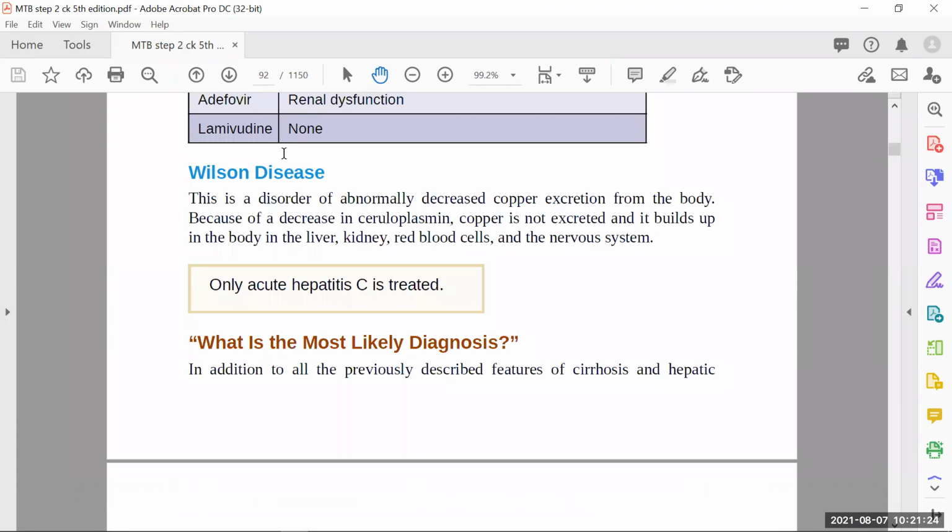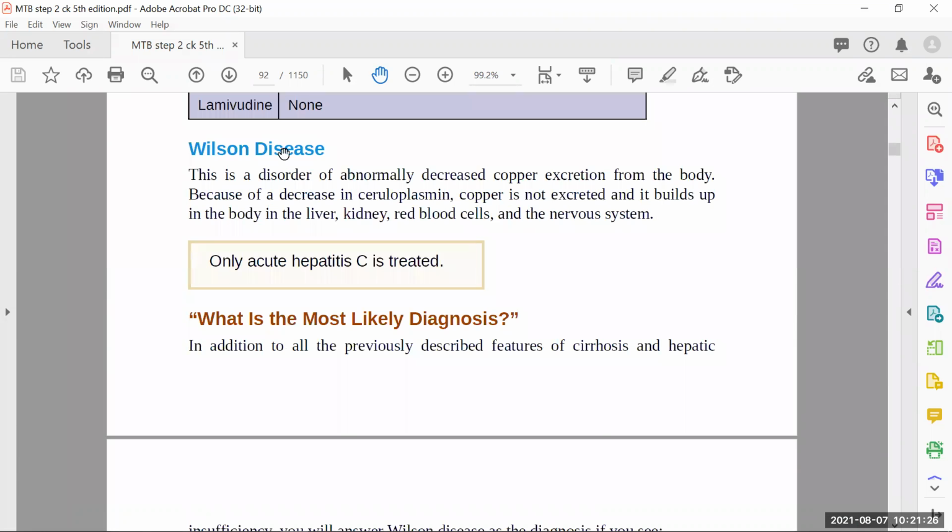Okay, so Wilson disease is a disorder of abnormally decreased copper excretion. Normally, every metal we have in our body is usually excreted with the help of carrier proteins. We do have a carrier protein for copper in our body, called ceruloplasmin.